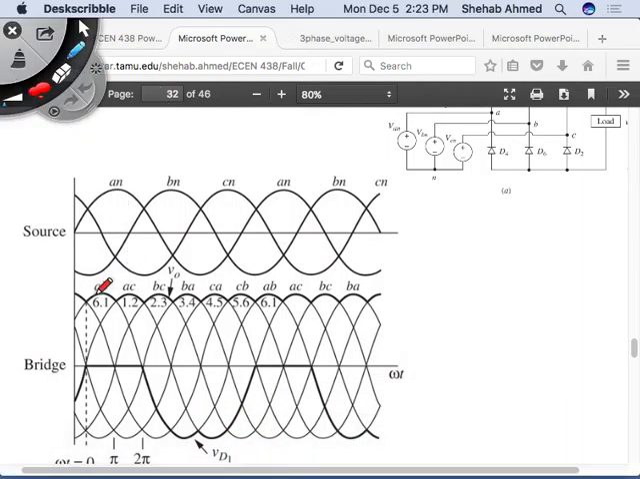So here and here, phase A is conducting. So current will look like, right? This is phase A current. A is conducting, so obviously I have current.